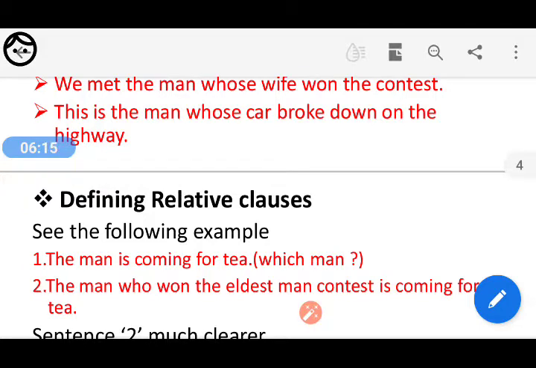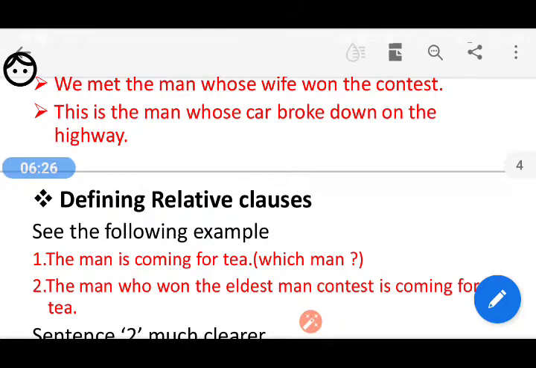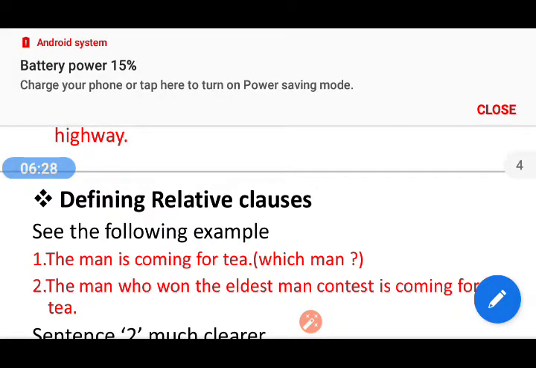Now first of all, let us see what is a defining relative clause. See the following examples. The man is coming for tea. Which man? So it is not clear. The man is coming for tea. Any man.